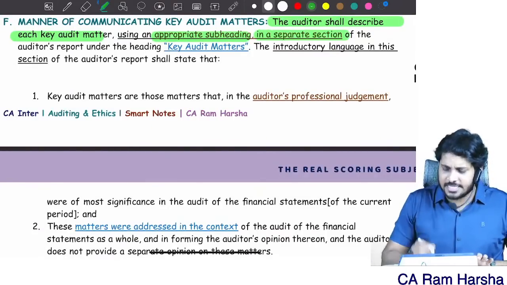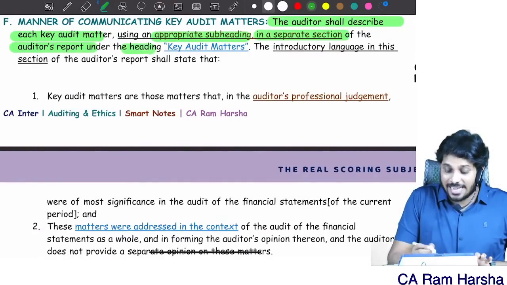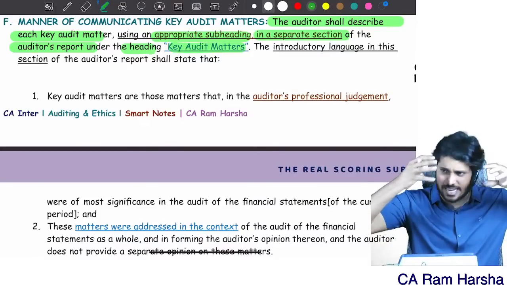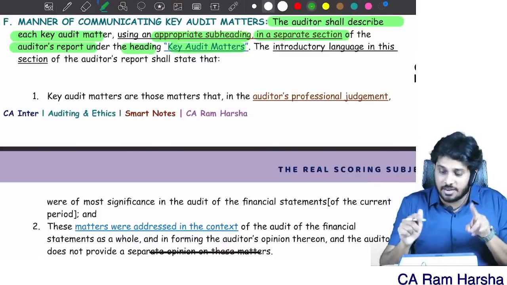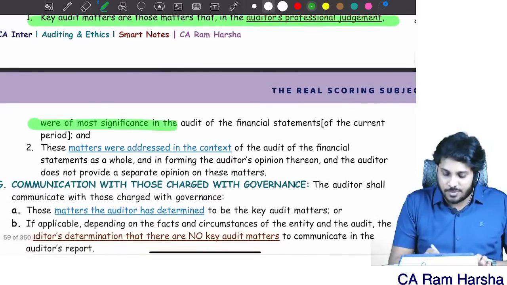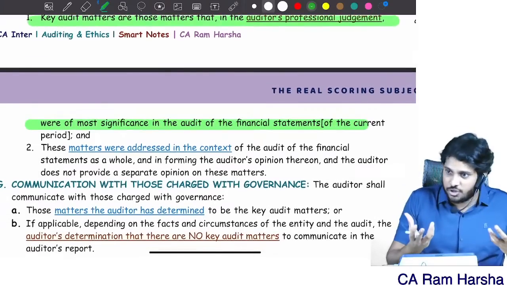In a separate section of the audit report under the heading key audit matters. Tata Motors used the side heading key audit matters. Inside that section, a subheading for each and every matter is given. So key audit matters are those which, in professional judgment, were of most significance. This is how you should give the introduction.